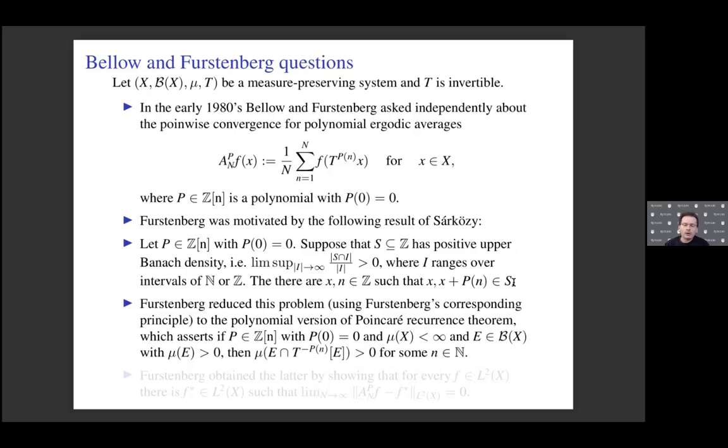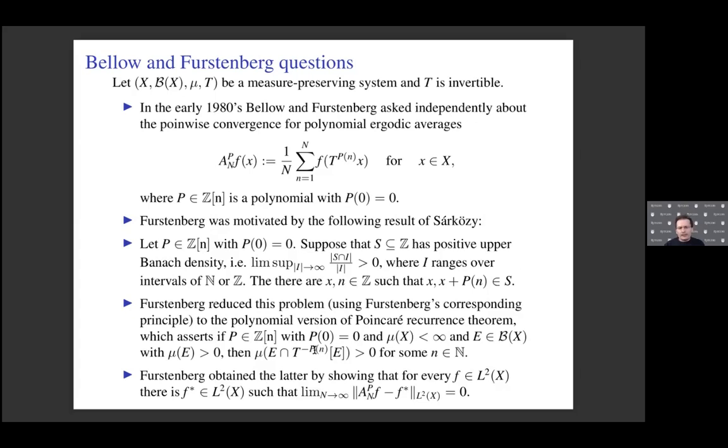theorem, which asserts that if we have a polynomial as above and our measure preserving system is finite, and if we take any measurable set with positive measure, then we can find an integer n such that the measure of this set intersected with its shift is non-zero. And in fact, this happens infinitely many times. And this recovers the Sárközy theorem using the ergodic theoretical approach. And Furstenberg obtained the latter inequality by establishing the norm convergence for our polynomial averages.